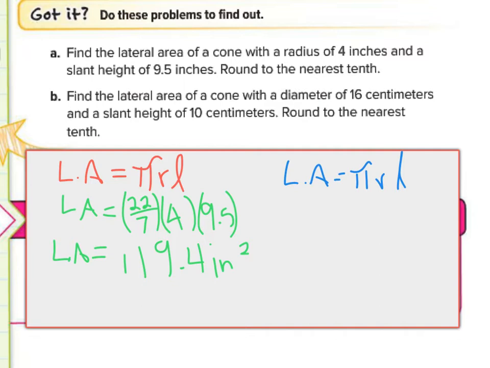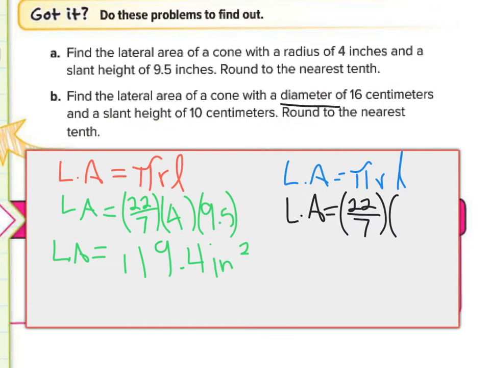I will replace my variables with black. I have lateral area equals pi times radius. Oh, the second one gives us a diameter. Find the lateral area of a cone with a diameter, don't let them trick you, of 16 centimeters and a slant height of 10 centimeters. Round to the nearest tenth.